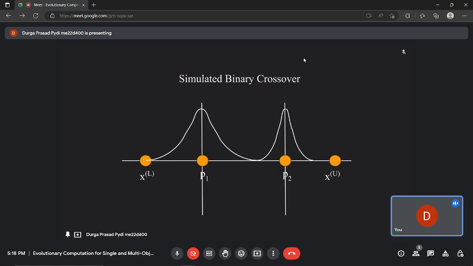But you can also have other possibilities where the distribution extends from minus infinity to infinity. You can use a Gaussian distribution with the P1 solution as the mean. But for a Gaussian distribution, the range is from minus infinity to infinity, so you might actually get values crossing the bounds. If that happens, you have to trim those values to the boundary. So if some value of x is less than XL, you make it XL. Similarly, if some value exceeds the upper bound, you make it equal to the upper bound.